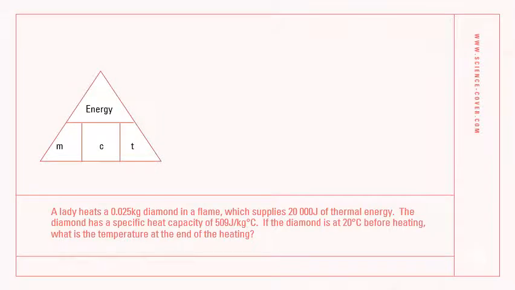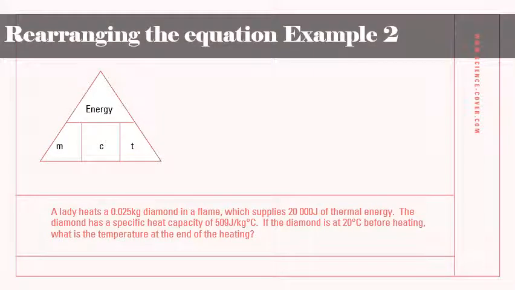Let's have a look at another example. A lady heats a 0.025 kilogram diamond in a flame, which supplies 20,000 joules of thermal energy. The diamond has a specific heat capacity of 509 joules per kilogram degree Celsius. If the diamond is at 20 degrees Celsius before heating, what's the temperature at the end of heating?